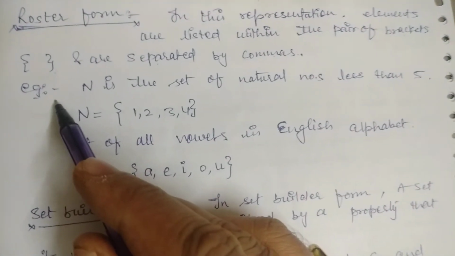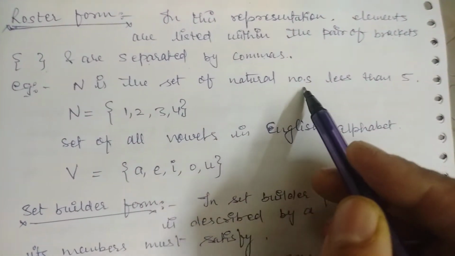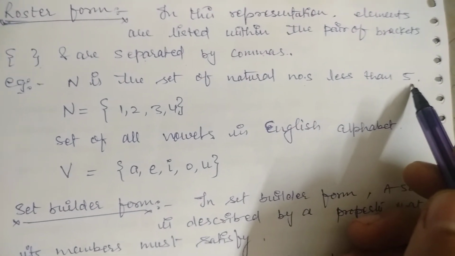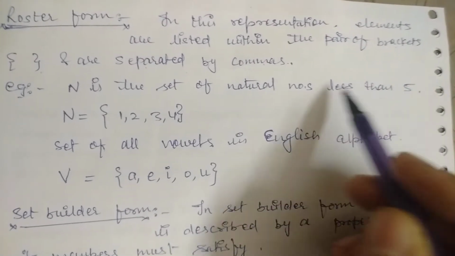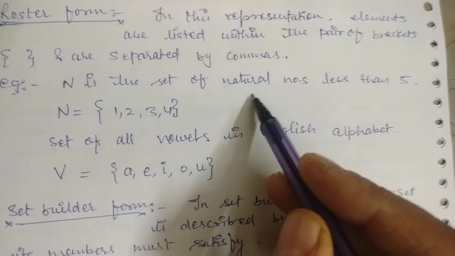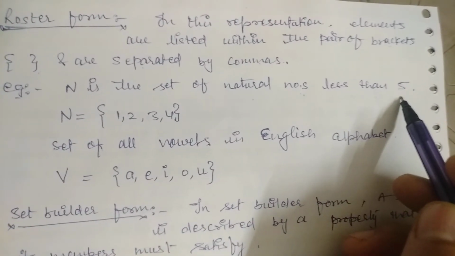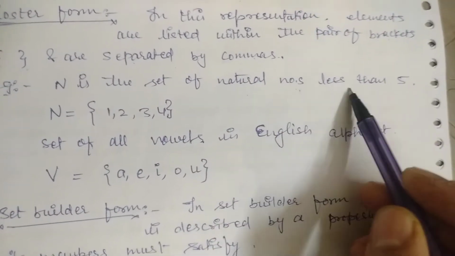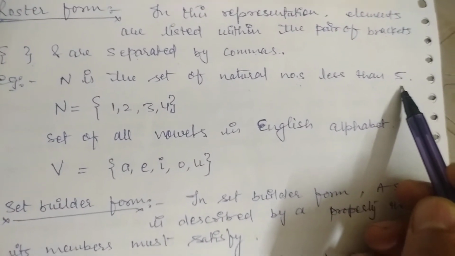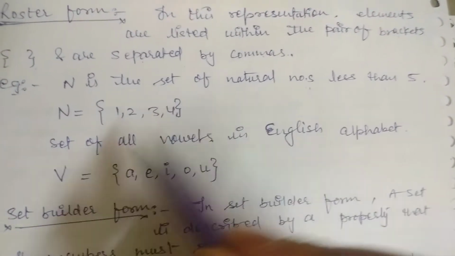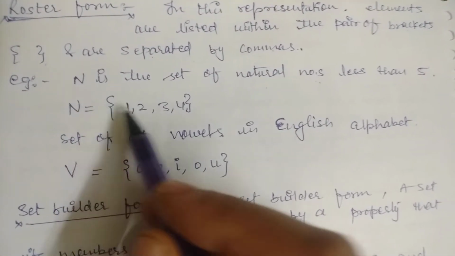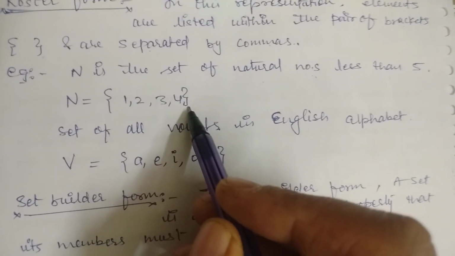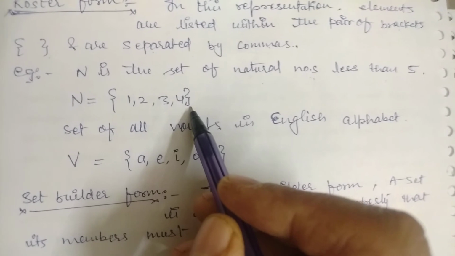Suppose we are having an example, N is the set of natural numbers less than 5. It means what will be the elements belonging to the set capital N? Natural numbers less than 5. So natural numbers are 1, 2, 3, 4, 5, 6, 7, 8, 9 and so on. But the natural numbers less than 5 are 1, 2, 3 and 4. So we write this set in the roster form as capital N is equal to 1, 2, 3, 4, and enclose all these elements with the help of curly braces.